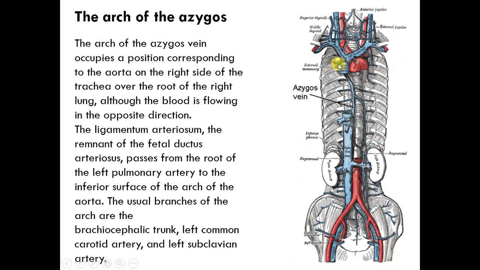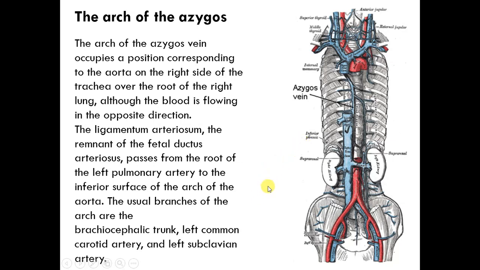It is necessary to mention here also the arch of azygous vein, because it is very similar to the arch of aorta, but it's on the right side. It has a position corresponding to the aorta on the right side of the trachea over the root of the right lung, although the blood is flowing in the opposite direction, because it's draining blood towards the heart. Aorta is taking blood away from the heart. The ligamentum arteriosum, the remnant of the fetal ductus arteriosus, passes from the root of the left pulmonary artery to the inferior surface of the arch of aorta.